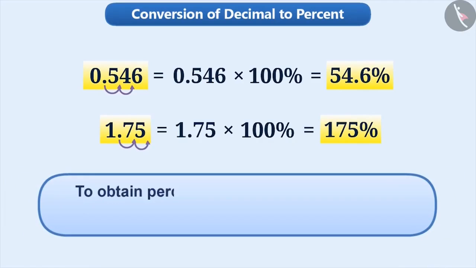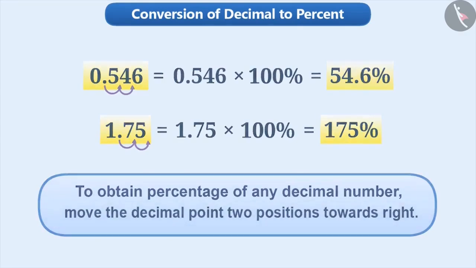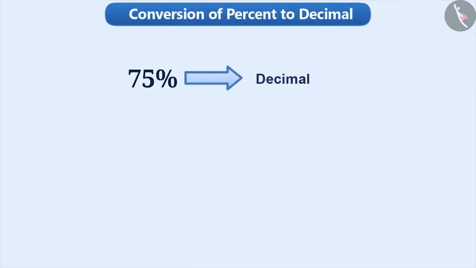In general, we can say that to obtain percentage of any decimal number, move the decimal point 2 positions towards the right. With this understanding, can you tell the method to convert percentage into decimal? Think for a while.